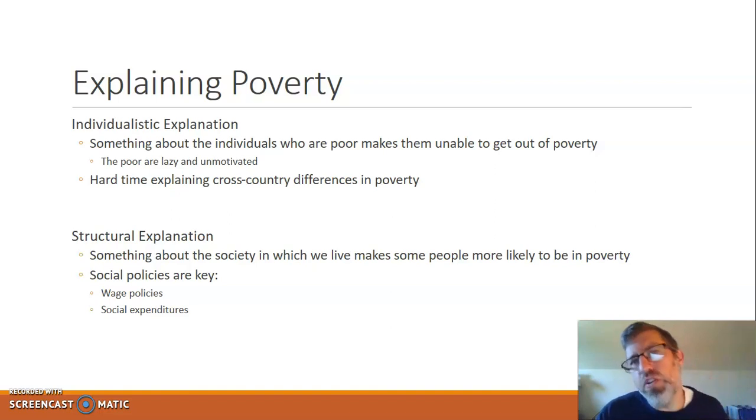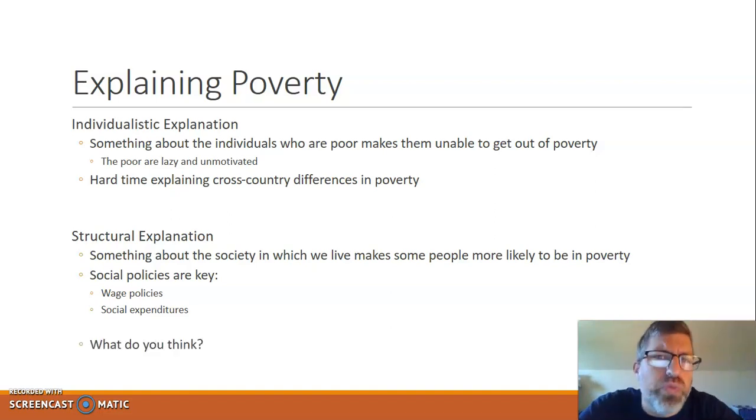The key question, though, for you is, well, what do you think? You should read the text that has lots of information to explain and help you think about poverty and why some people are more likely to be poor than others, and why some countries especially have higher rates of poverty than others. Take a look at that chapter, take a look at that evidence, and figure out for yourself, what do you think about this?